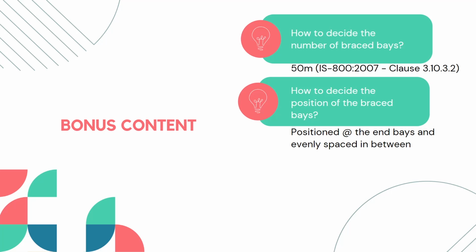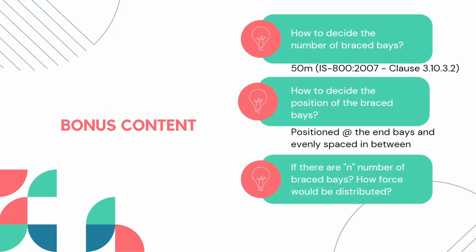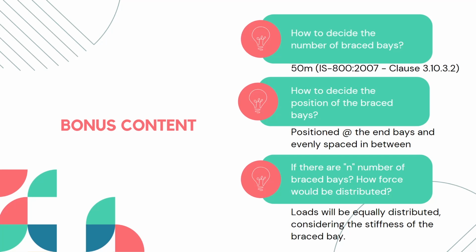So, if we take an example of 80 meter, we can provide one bracing at each end bay and the other at the middle of the building. In addition, if there are n number of brace bays, how would the force be distributed? Considering the stiffness of the brace bays to be the same, the load will be equally distributed to all the braced bays.